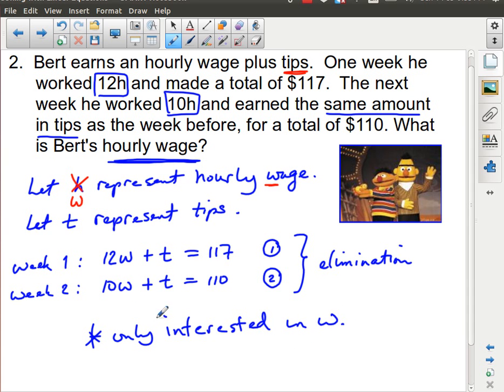So sometimes this will happen in a problem, so make sure you're reading the problem very carefully. You can do the extra work, you can find T, but you're not going to get any extra credit for doing it. The important thing here is to find what is the value for W. And moving on to our next example.